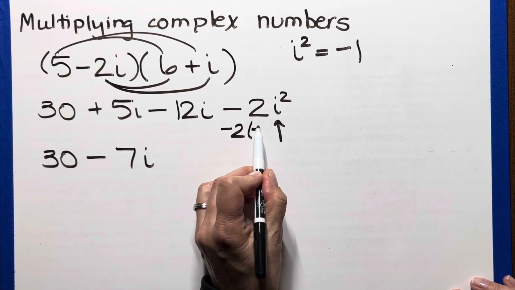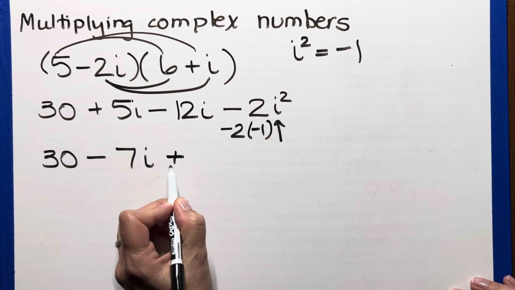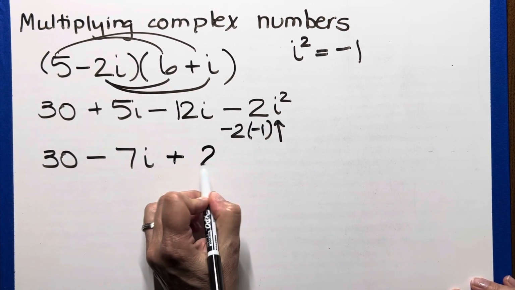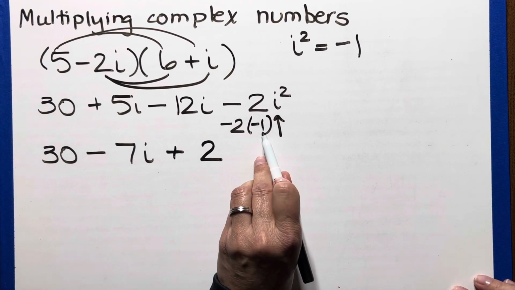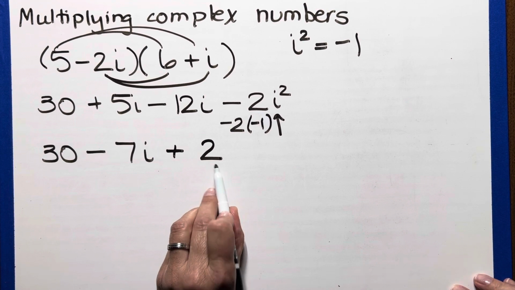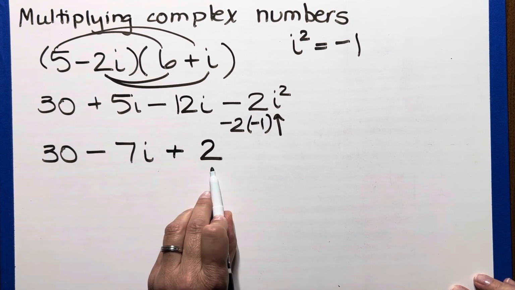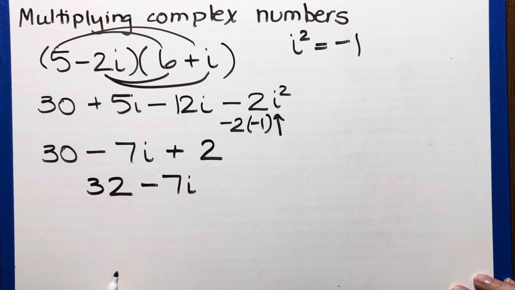The i squared is -1. So this whole term switches signs to positive, and it's 2. The i squared is replaced by this -1, which changes the sign on the whole term. So now I just need to add my 30 and my 2. So I have 32 minus 7i.